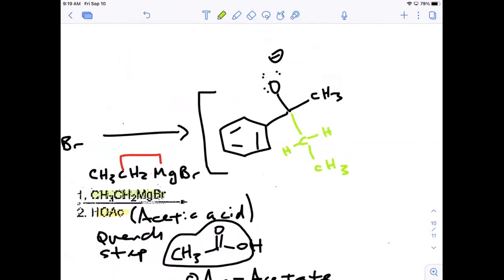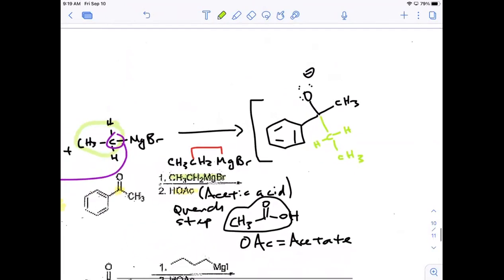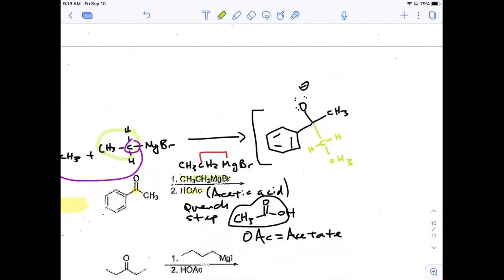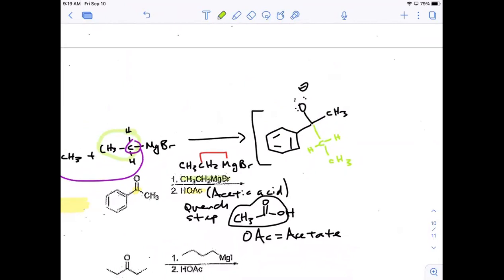And the reason I wrote it out in Lewis form is because everything else is in Lewis form. I could have written it in skeletal form, but I want you to actually be able to see what's going on. All right, where's my magnesium bromide, the leaving group? Yeah, but where is it going to be located? Next to the oxygen.